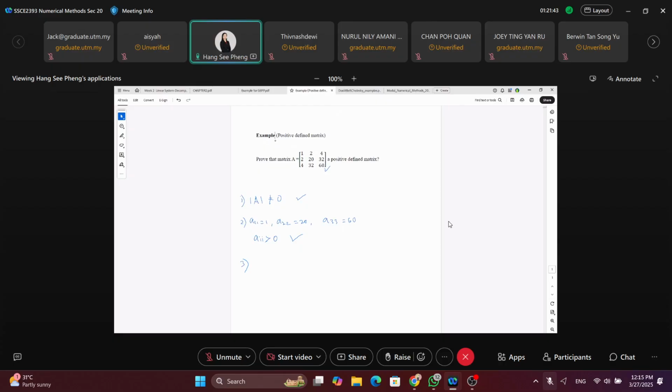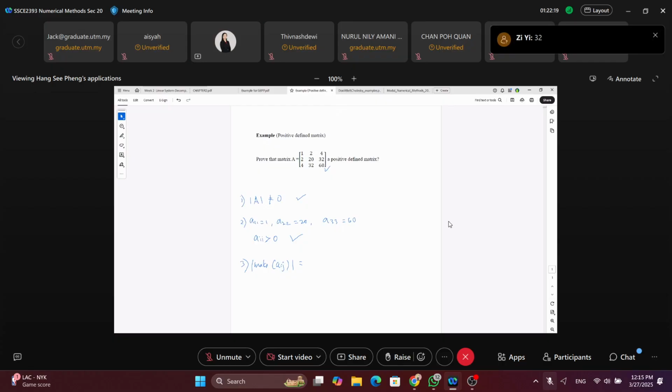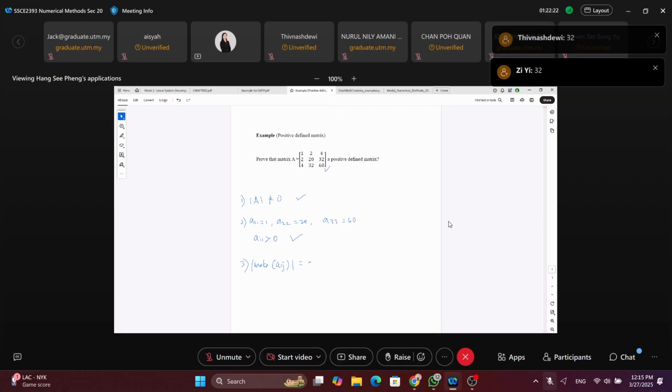Then now we go for the next: maximum of the non-diagonal. What is the maximum of the non-diagonal? So maximum of the modulus of non-diagonal Aij equals to, what is the maximum non-diagonal? Class, can you give a response in the chat box? For non-diagonal values, what is the maximum value? Anyone? No one? Okay, 32, to make sure that you are listening.